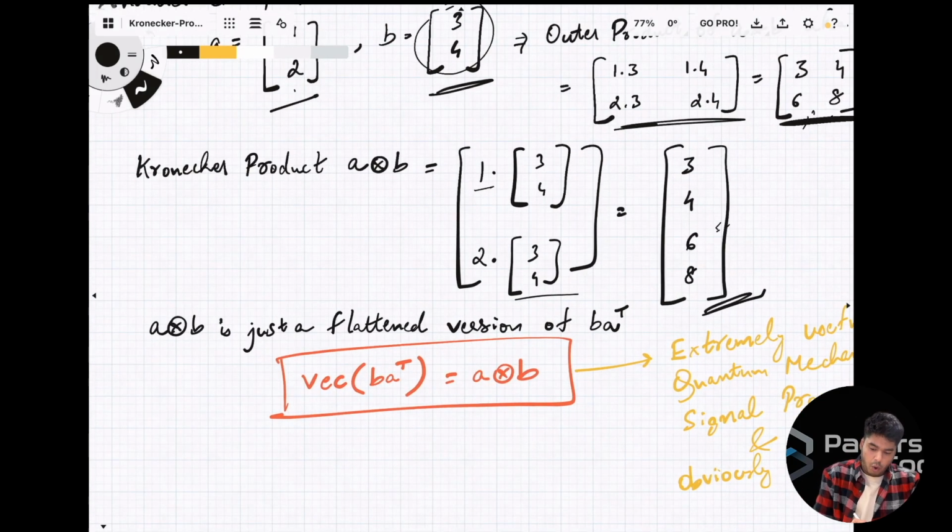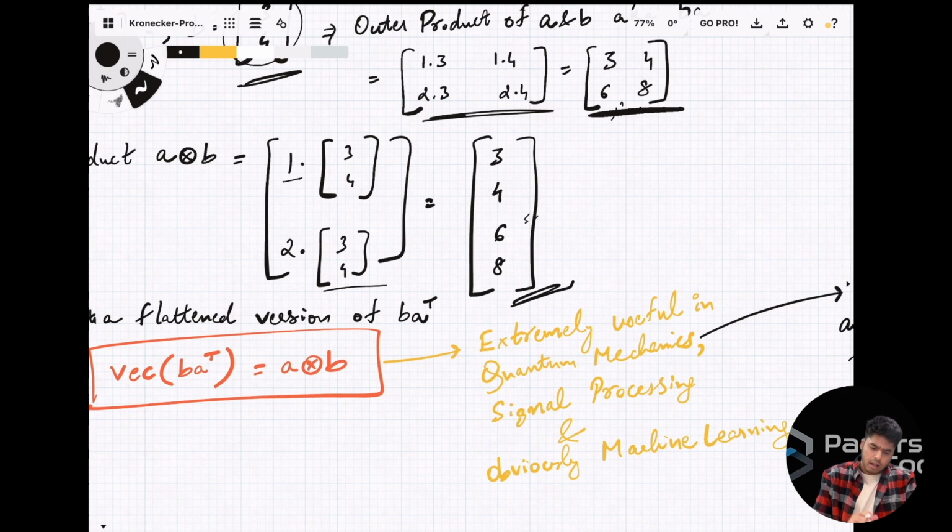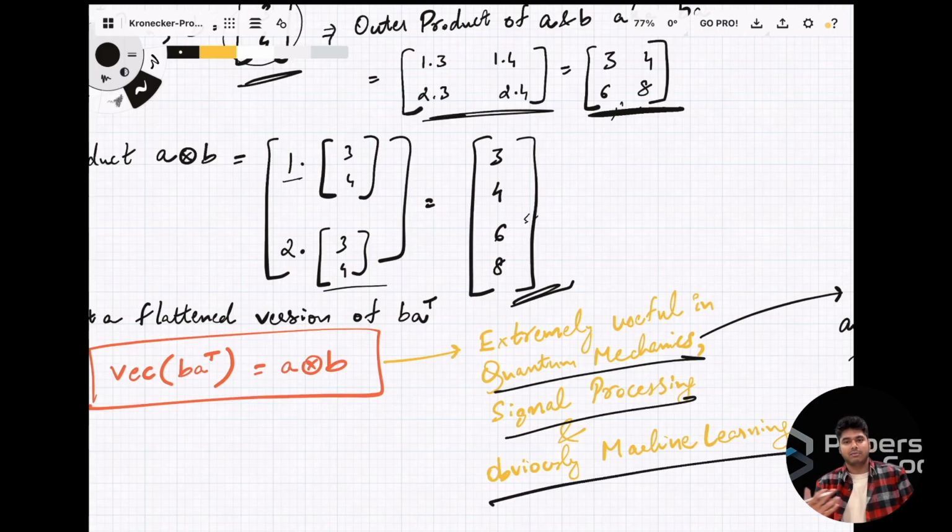So what vec means is vectorized. Vectorized essentially means flattened. In simple words, it means flattened. So the vectorized version of the outer product is basically a Kronecker product, and that's a very important property as well, right? This property is extremely useful in quantum mechanics. It's extremely useful in signal processing, and obviously in machine learning. Otherwise, we won't be talking about it.